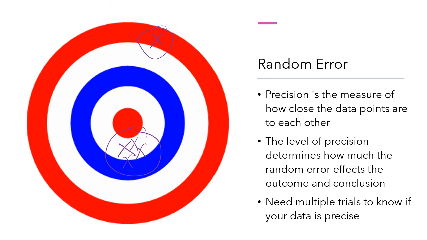Now, if the points are just all over the place, no matter what, we've got extremely high random error and there's no ability to predict, no matter how many times we shoot at this target. So that's important to understand.